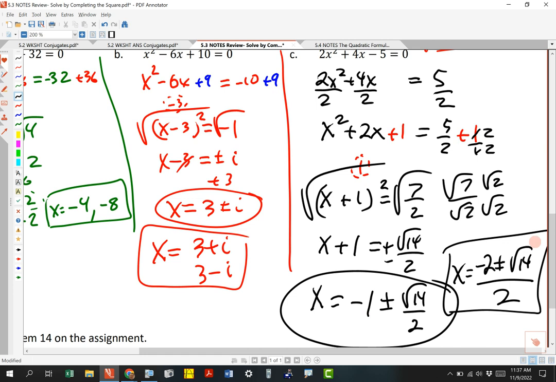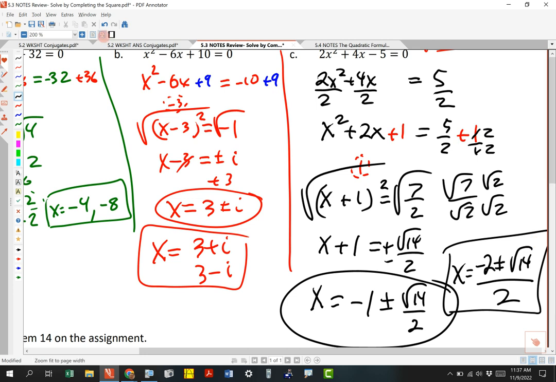You could also break it up and write each one completely separately as separate answers, one with a plus and one with a minus. If one's got a plus and one's got a minus, they're conjugates. Okay, everybody good? Any questions?